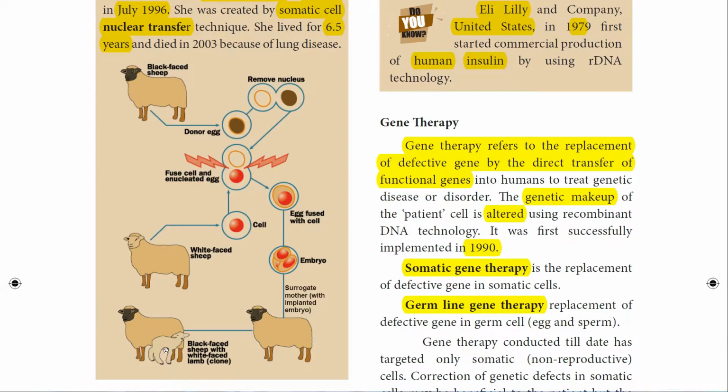Why? Because the nuclear contribution, the chromosomal contribution, the whole set of chromosomes, was contributed by the white-faced sheep, and so the genes which are present in Dolly are also similar to this white-faced sheep. Genes only will express the characters outside, and so it is also a white-faced lamb.